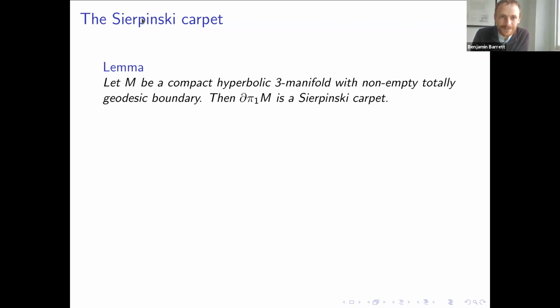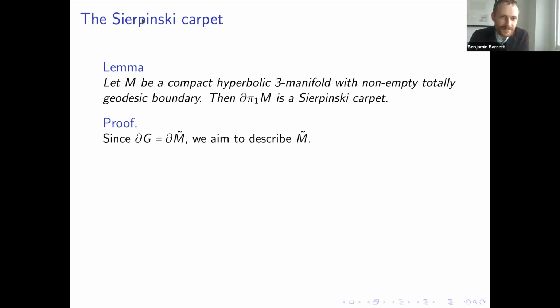So M, maybe it's a bit confusing if I'm using boundary in two different senses here. When I say M has a boundary, this is a compact manifold, so I mean boundary in the standard sort of way that manifolds can have boundaries. Then I'm talking about a group having a boundary, and that's a Gromov boundary. Okay, those are slightly different things, I suppose. So the lemma says that we can get the Sierpinski carpet from the fundamental group of a compact hyperbolic 3-manifold with non-empty, totally geodesic boundary.